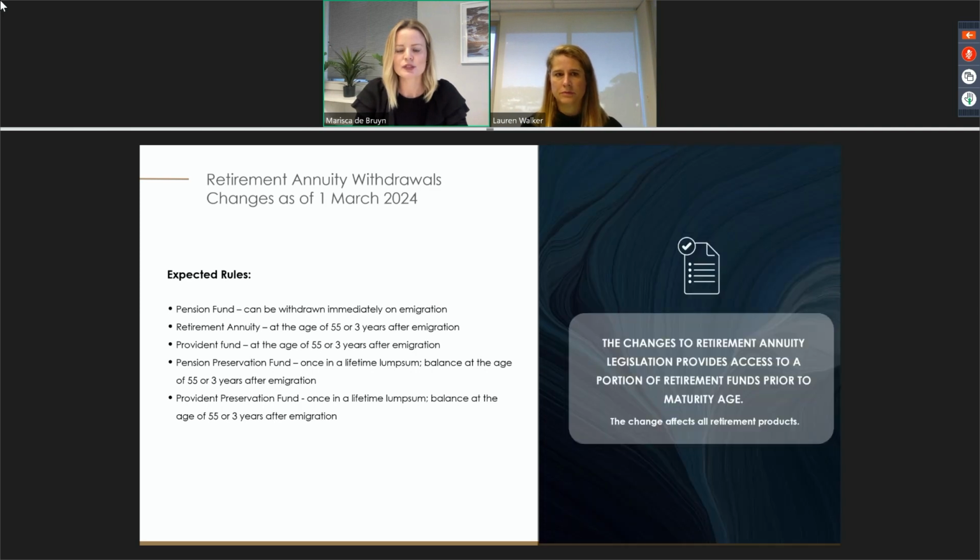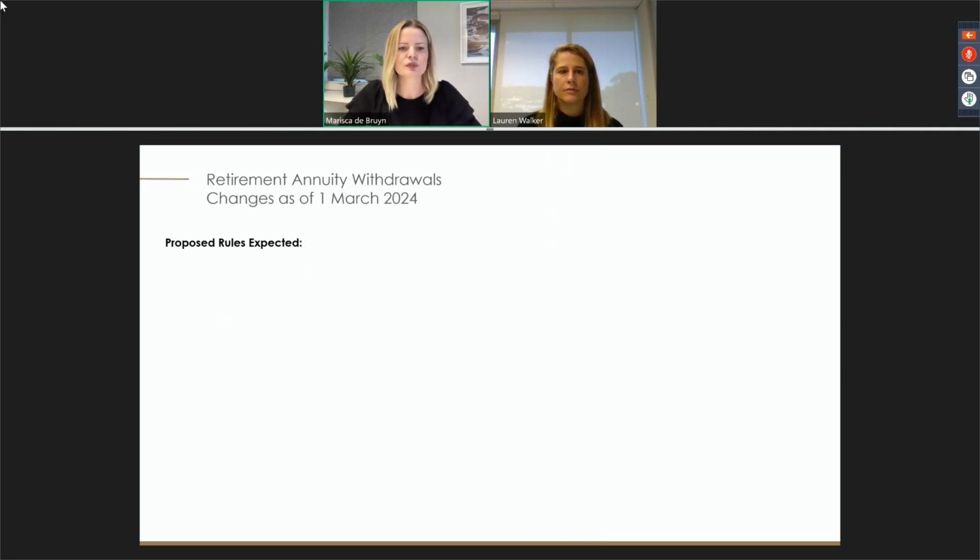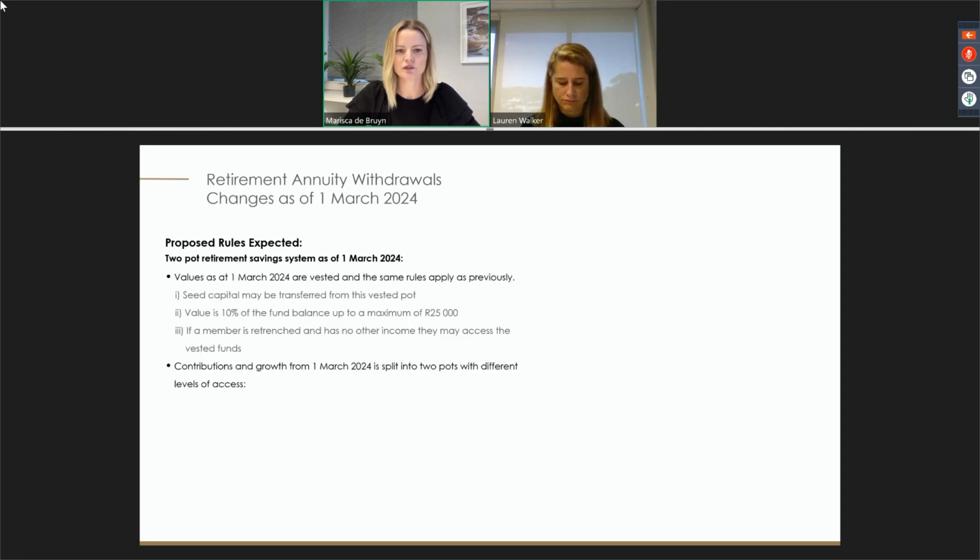Then there are proposed changes that will apply to all of these products, and all of these products would then basically be treated the same. The proposed rules would come into effect on the 1st of March 2024. Basically they're splitting it in 2 parts, but really it's 3 parts, because you'll have a value in all your annuity products on the 29th of Feb 2024. The value in those products will go into your vested part, and all the same rules as previously will apply to those values.